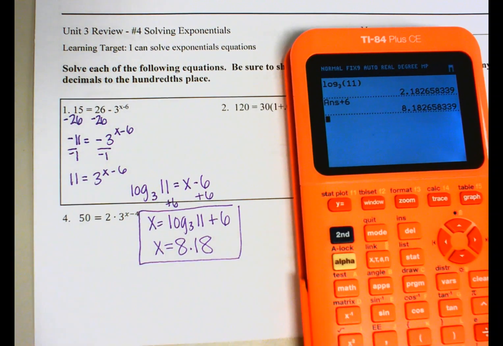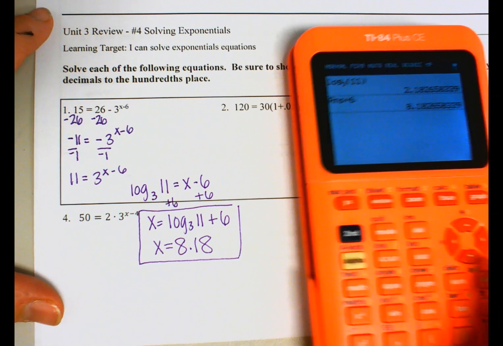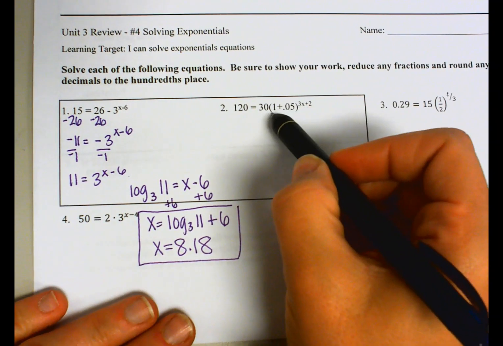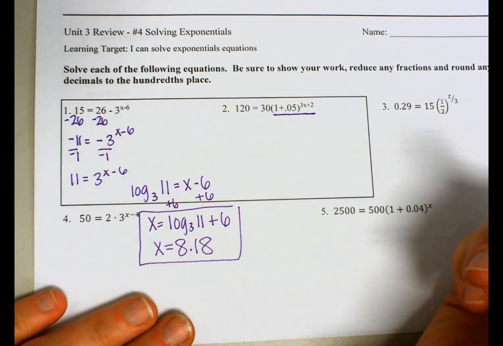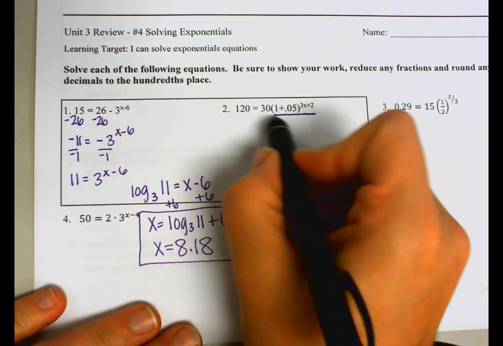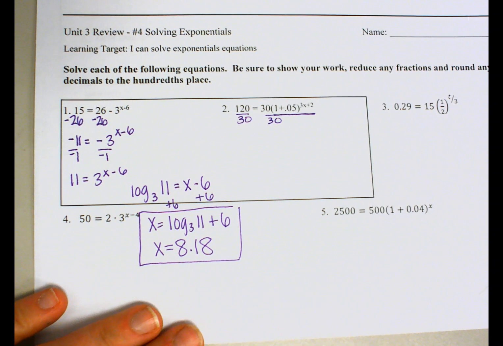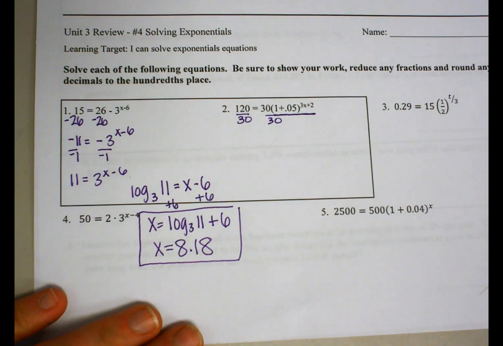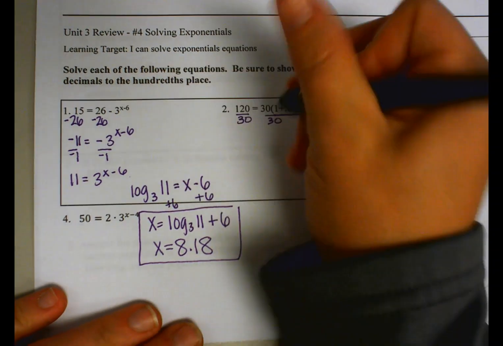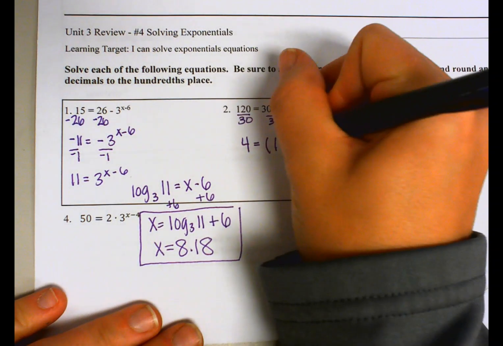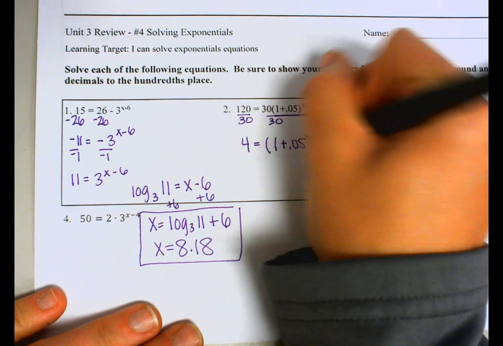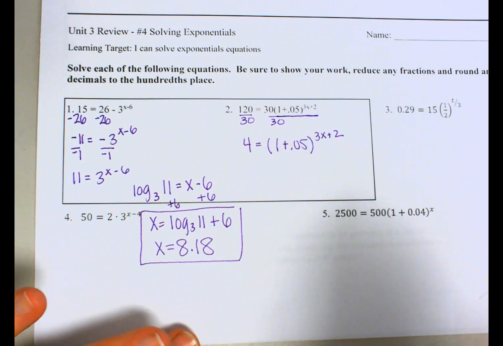All right. So for number 2, again, the same thing. We want to isolate that exponent part. So all of this we need by itself. So then I want to divide by 30 to get rid of that 30 in the front. So if I do 120 divided by 30, I get 4. So I have 4 equals 1 plus 0.05 to the 3x plus 2.